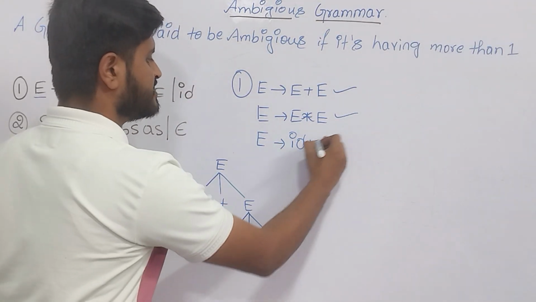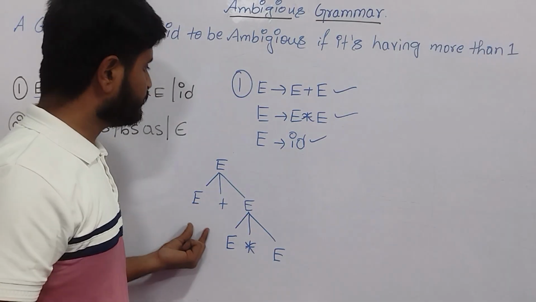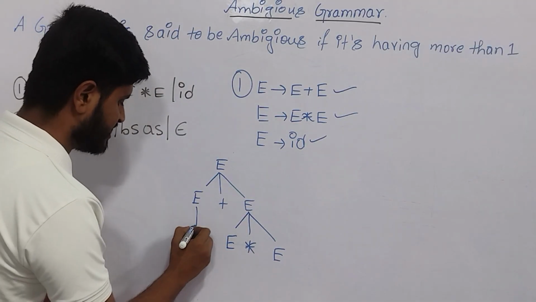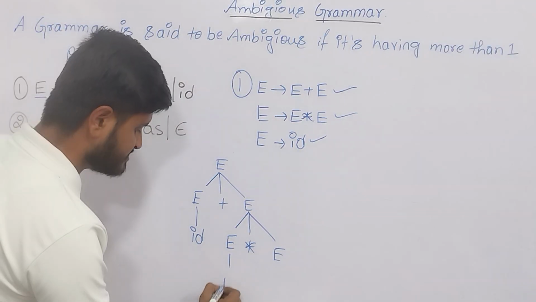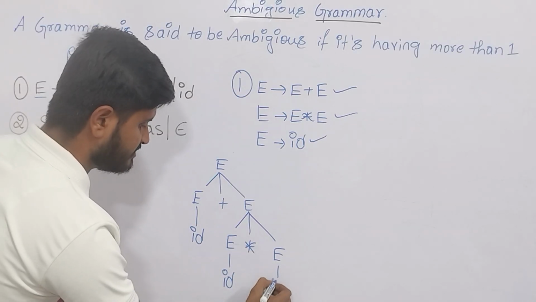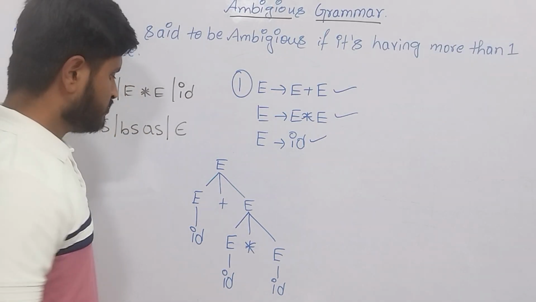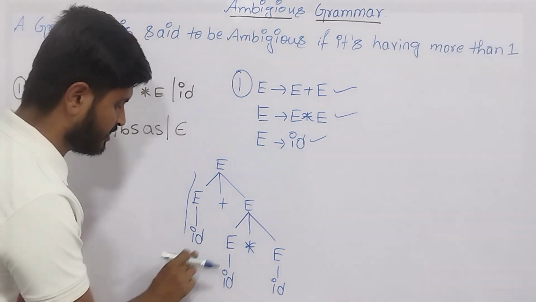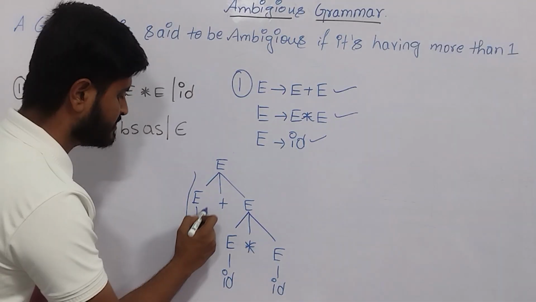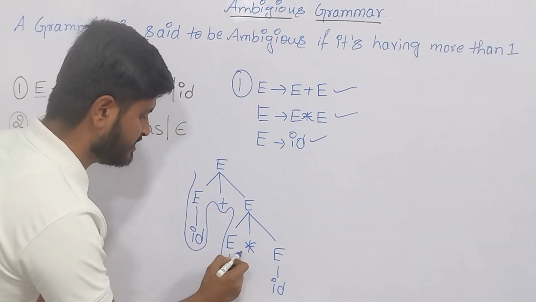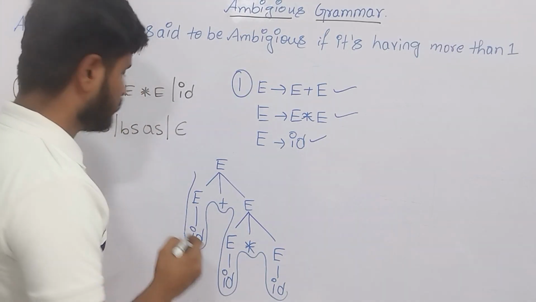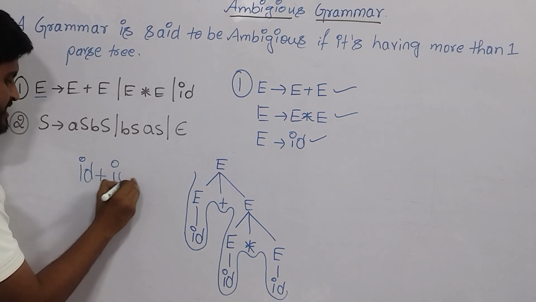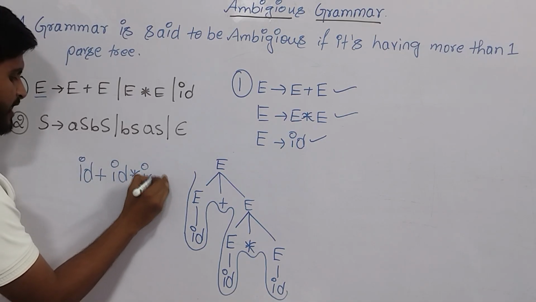Next, the third one is E producing ID. Wherever E is in the leaf nodes, you substitute it with ID. So here E is there, I will write ID. Here E is there, I will write ID. And here E is there, I will write ID. Now traverse the leaf nodes, which are the nodes without any further child: ID plus ID star ID. So what is my first string? ID plus ID star ID.